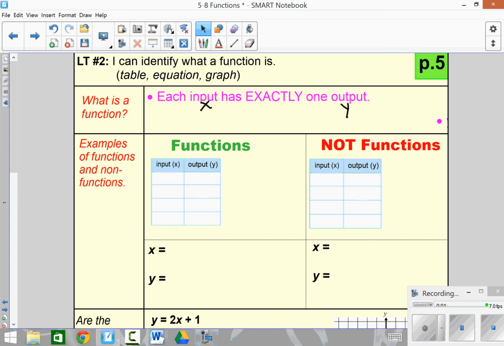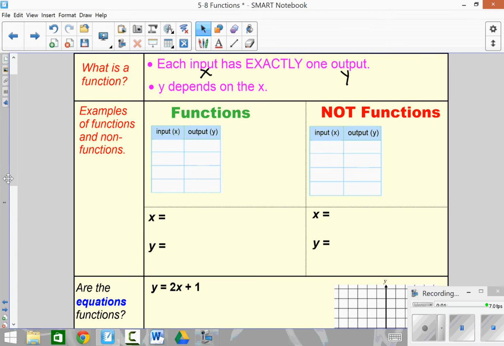Another characteristic we're going to keep bringing up is that in a function, the y depends on the x. Okay, so the y is dependent on the x. So let's just review from yesterday: examples of functions and non-functions. Go ahead and pause the video and see if you can come up with an input-output table that represents a function, and an input-output table that represents not a function. And then you can unpause and we'll talk about it.